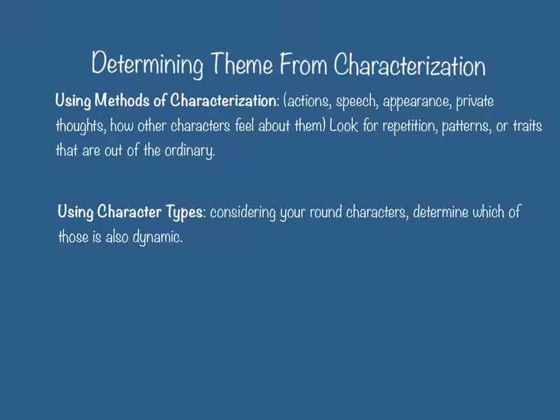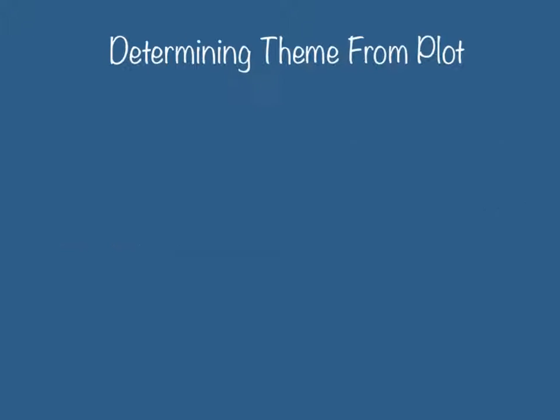Another way you can use characterization to determine theme is by considering the character types. We already reviewed round, flat, static, and dynamic characterization. So if you think about the round characters in your text, especially maybe the protagonist, maybe even also the antagonist, determine which of those characters is also dynamic. That means that they went through a major change in the text. Ask yourself, what was that change? Because chances are, whatever that is that changed about them is cueing you to a theme.